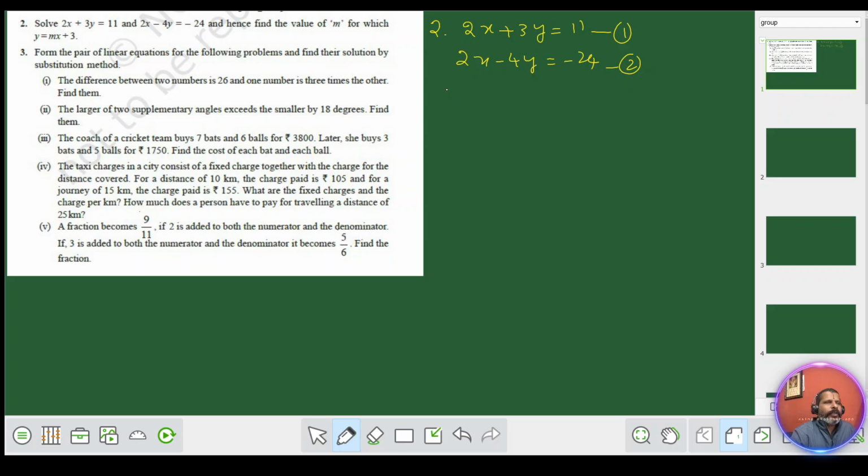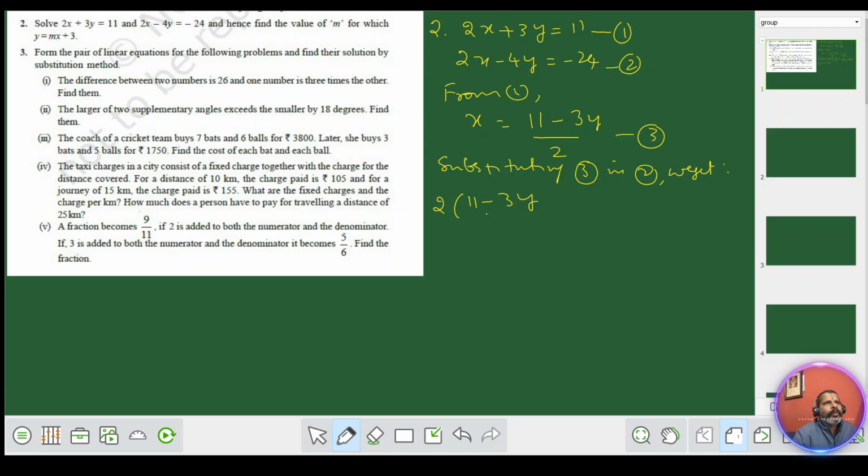Here I'll solve for x in first equation. From 1, x equal to 11 minus 3y by 2. Okay, I'll call this as 3. Substitute this in 2. Substituting 3 in 2, we get, what do we get? 2 of, what is x? 11 minus 3y by 4 equal to plus minus 4y equal to minus 24. Okay.